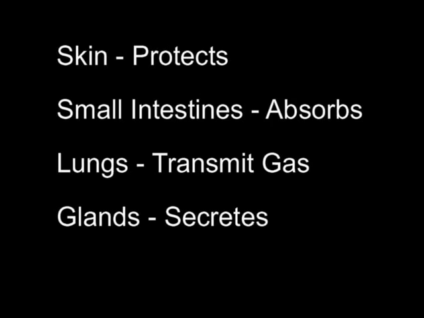According to its location, epithelial tissue has different functions. As the skin, epithelial tissue protects the tissues beneath. In the small intestines, the epithelial tissue absorbs. In the lungs, epithelial tissue is a membrane through which the gases pass easily. In the glands, epithelial tissue secretes.